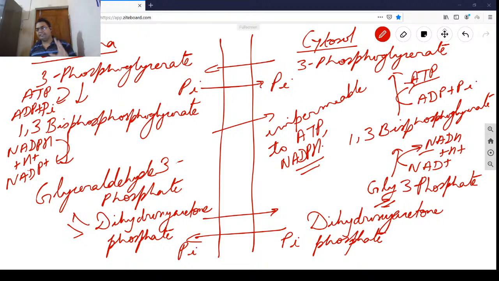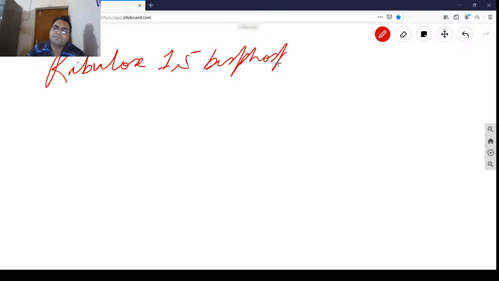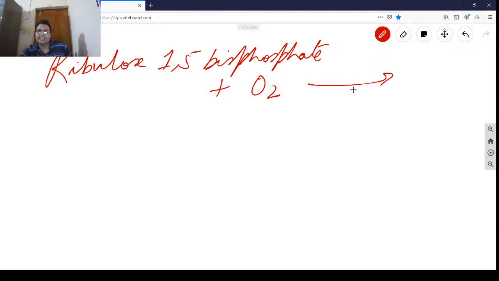Before going on to the C4 reaction, I'll show you something known as the C2 reaction, which is also given in the reference book, and many people just overlook this C2 reaction. If you remember, I had told you that Rubisco's full form is ribulose 1,5-bisphosphate carboxylase oxygenase. It has a 3:1 ratio of going for its oxygenase activity as well. So when it goes for its oxygenase activity, what will it generate? You have ribulose 1,5-bisphosphate plus O2, because it is using its oxygenase activity.